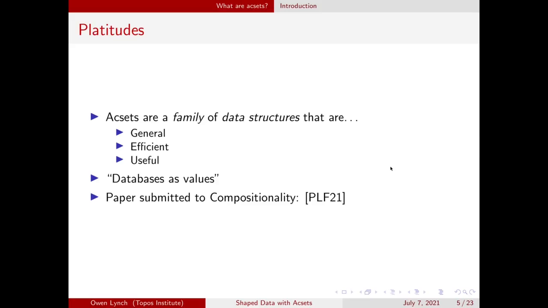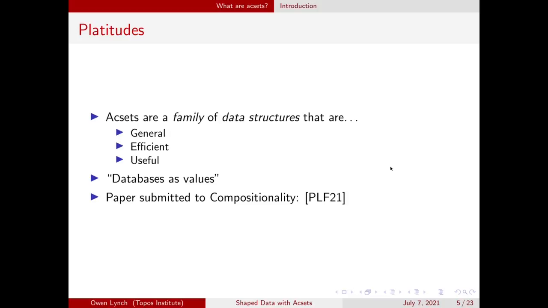So what are Acsets? If I had to give a general idea of Acsets, I would say that they're a family of data structures. So I called them a data structure before. Really, they're a bunch of data structures parameterized by a schema, which I'll talk about later. And they're general. They show up everywhere. They're efficient. You can compute with them very fast. And they're useful. We use them everywhere. We couldn't live without them.